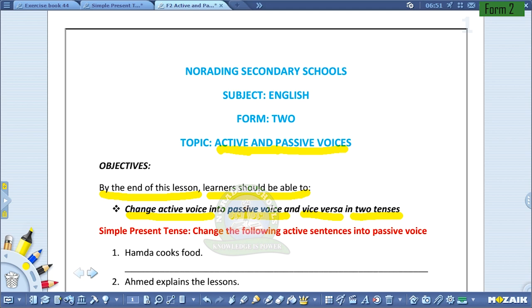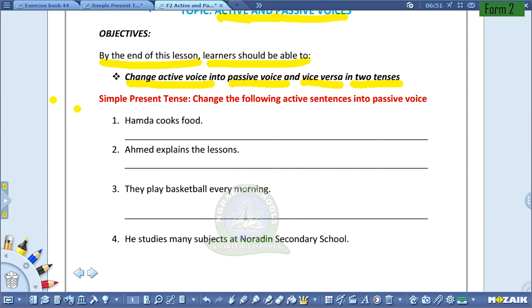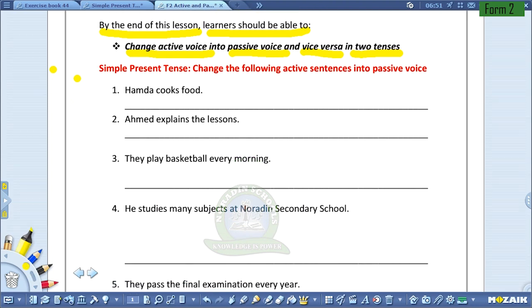In two tenses. The two tenses are simple present and simple past. These two tenses are our target. We don't need to use others, we are using these two now. Okay, here is an activity. Change the following active sentences into passive sentences or passive voice. These are active. I want you to change them into passive.